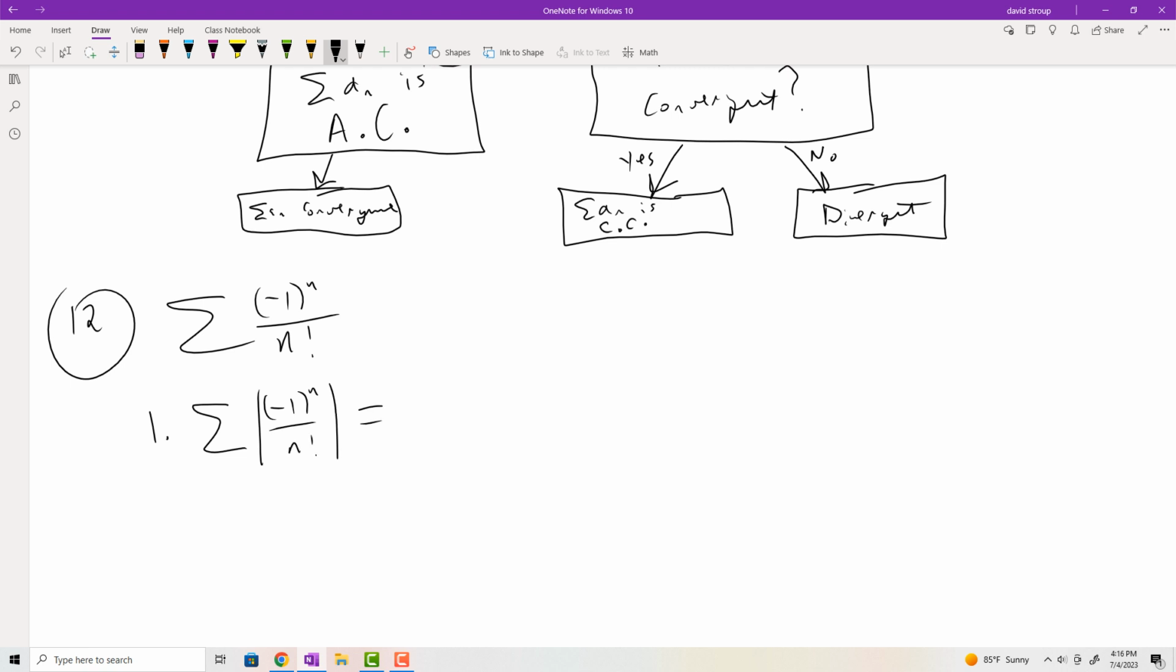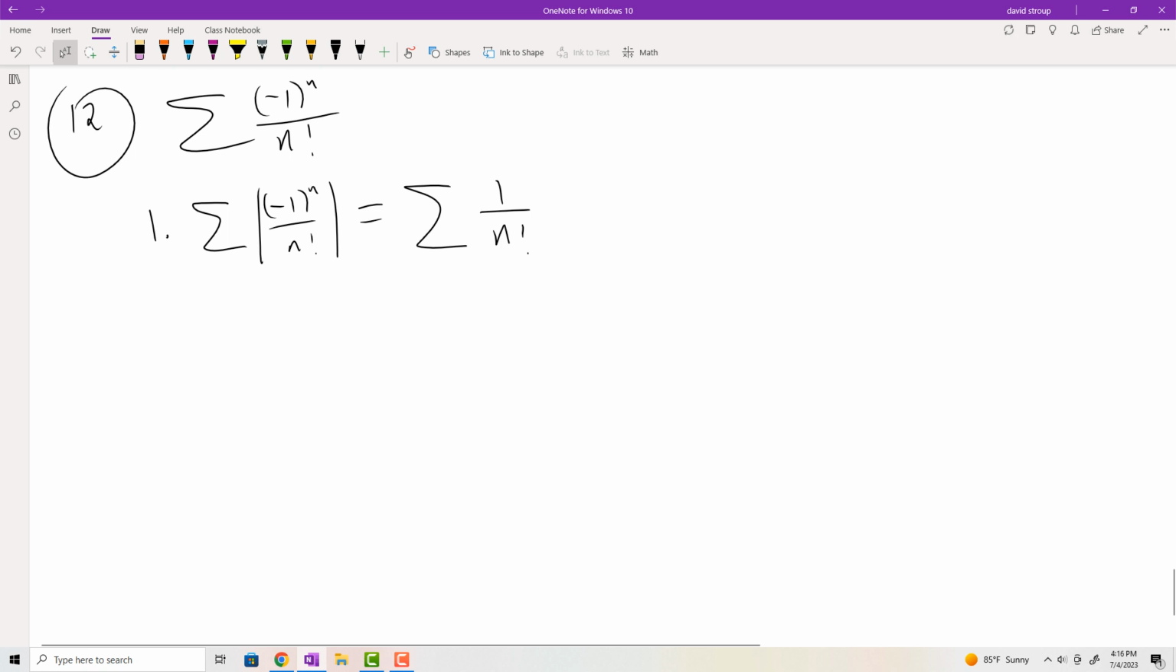And how do I take the absolute value? Well, it's just going to clear out all the negatives, so every term in your sum will be positive. In other words, you're just looking at 1 over n factorial. So is this series convergent? And I think it is.